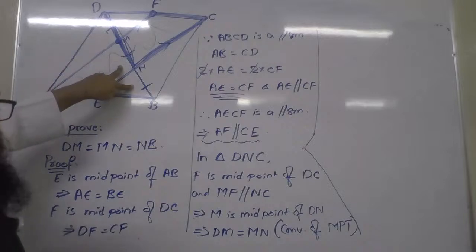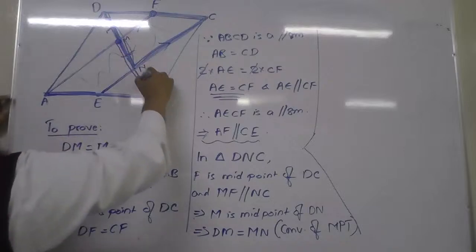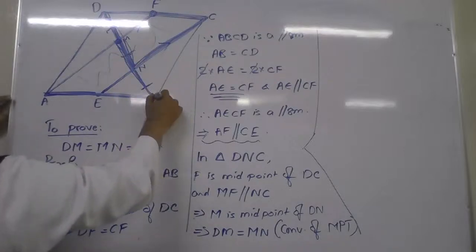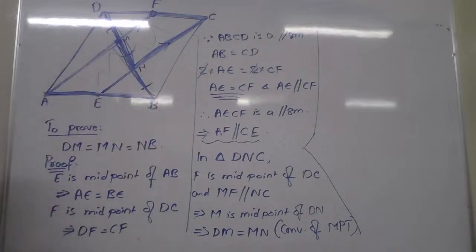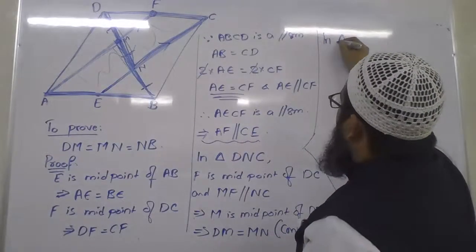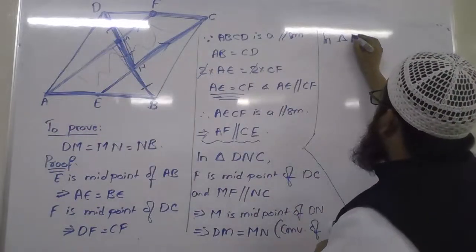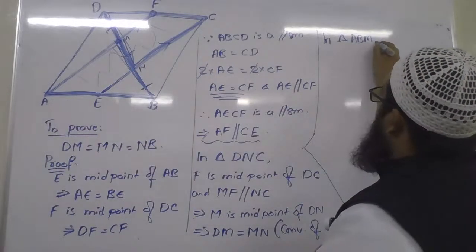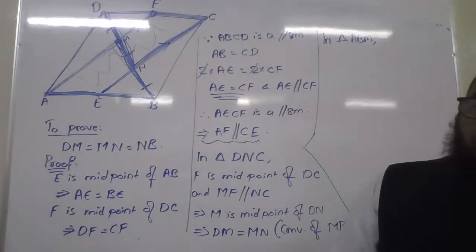Now in order to talk about these two, where is the triangle? See, these two are from here. And if I join, will it form a triangle? So what is the triangle? In triangle ABM. Can you tell me in ABM, how can I use converse of midpoint theorem?